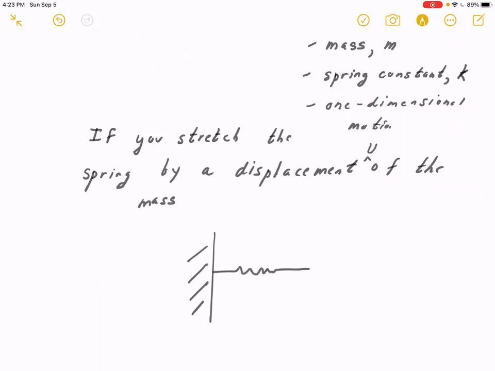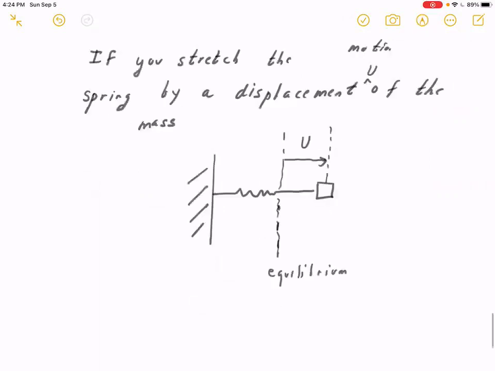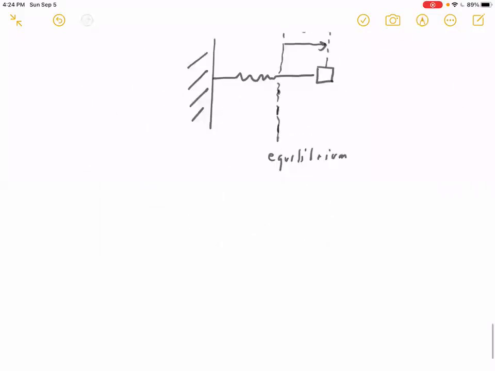So I have a new problem here. Originally, my mass was at a certain distance from the wall, characterized by that dotted line, and that was an equilibrium of the system. Here, what I'm doing is moving the mass to the right by some distance u. In other words, I'm stretching the spring. Well, you can build this system, you know exactly what's going to happen.